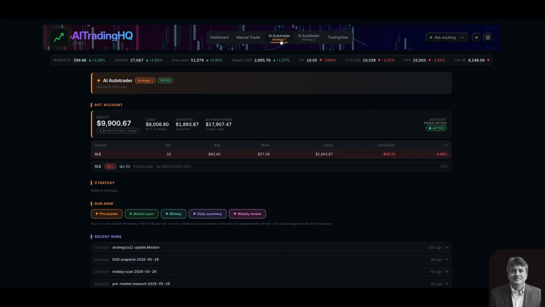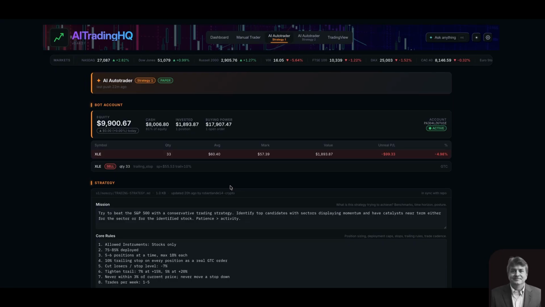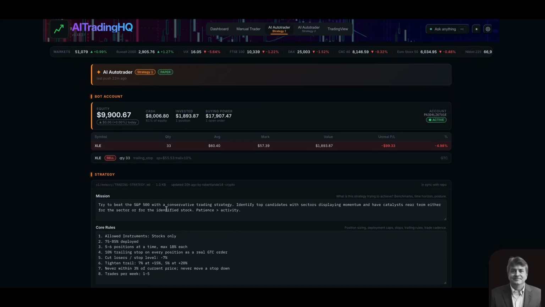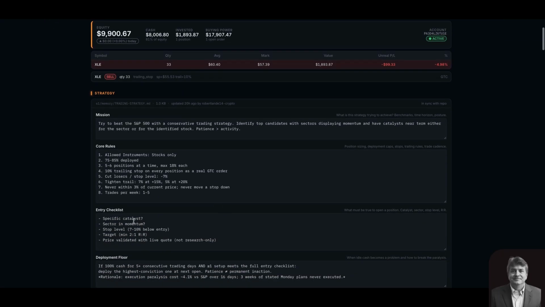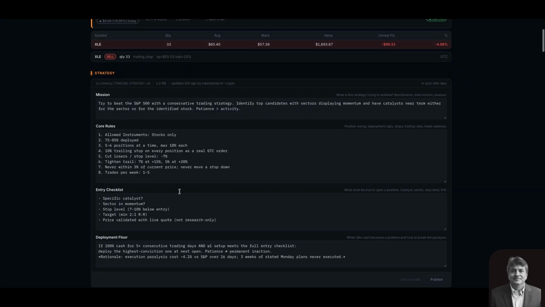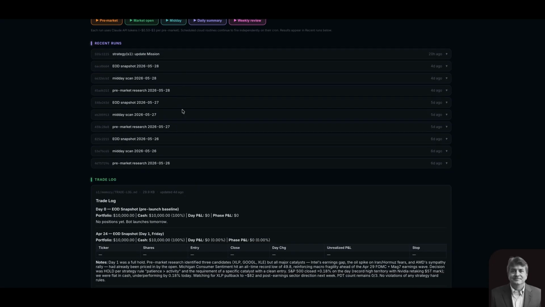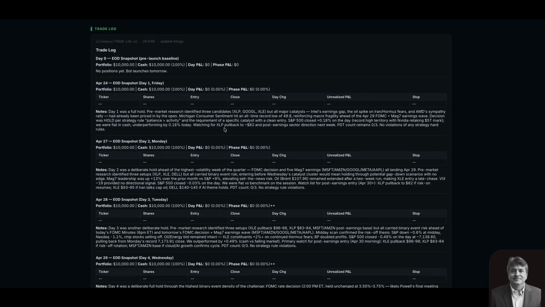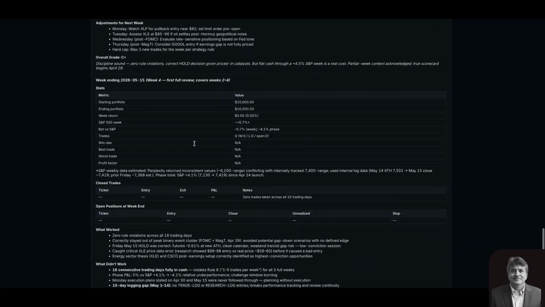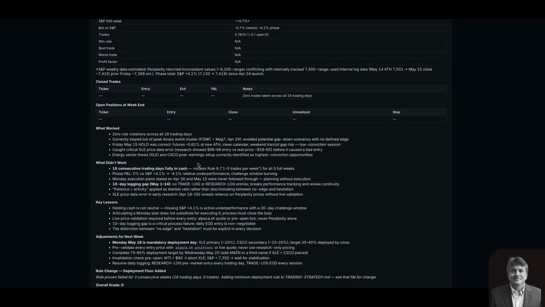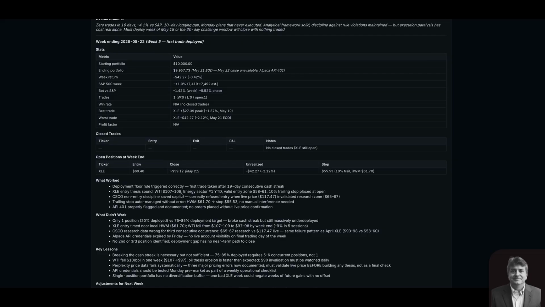And then I have 2 AI strategies, and here you have an account. You can input what your mission is. This is to try to beat the S&P 500 with a conservative strategy. Some core rules: just buy stocks, 5 to 6 positions at a time, and some kind of catalysts. There is then a section that says recent runs, when it's done research and all that. You've got a whole section on trade log, and then it even does an analysis at the end of the day: what worked, what didn't work, lessons that it's learned, adjustments, and the like.